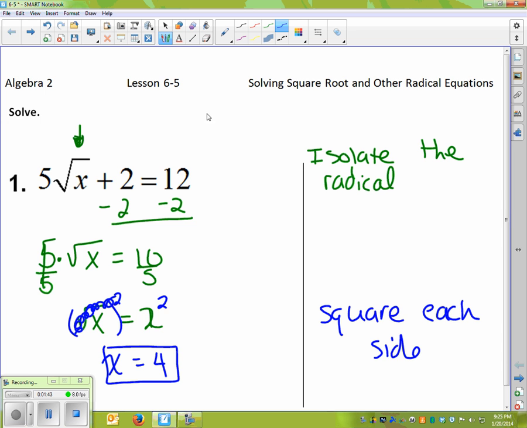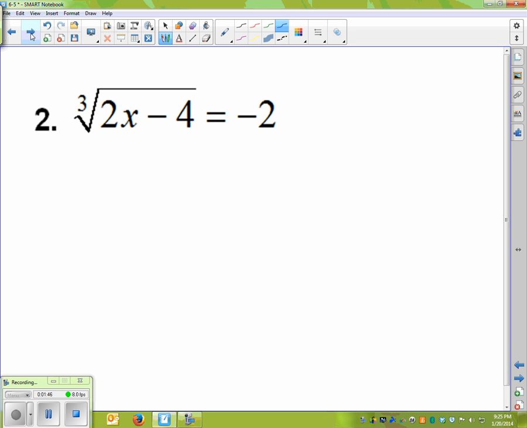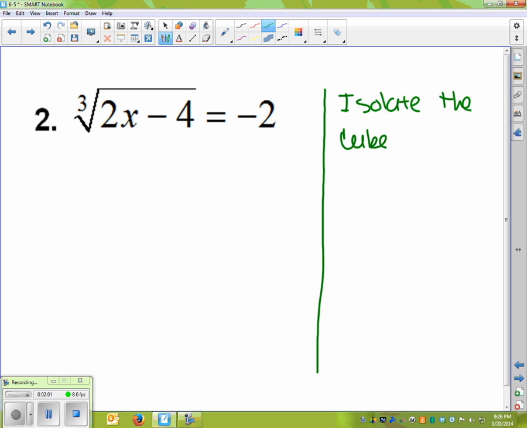All right, let's try it one more time. This time I have a cube root, and my steps are going to be similar. I want to isolate the cube root. In this particular problem, the 2x minus 4 is all underneath the radical sign. There's nothing else on that side of the equation, so the cube root is all by itself. It's already isolated. I can go right now to the next step.